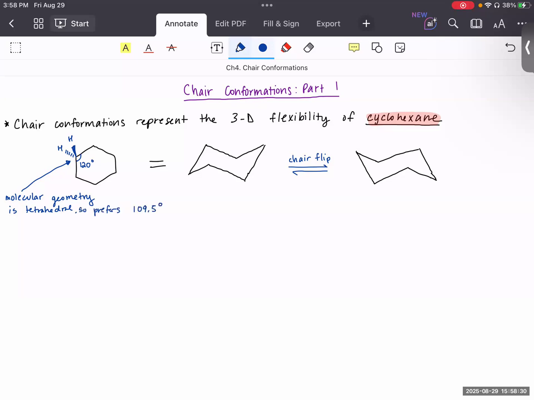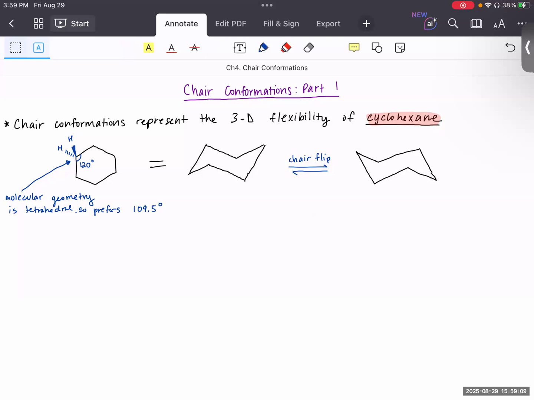Because there's a difference between this 109.5 and this 120, instead of being flat, cyclohexane actually prefers to pucker and form a three-dimensional structure that isn't flat. Those three-dimensional structures are shown to the right over here, and they are called chair conformations. Each of these chair conformations exists in two different states that exist in equilibrium. In the upcoming videos, we'll talk about how to convert between the two by undergoing a process called the chair flip. But for now, let's take a closer look at these structures.